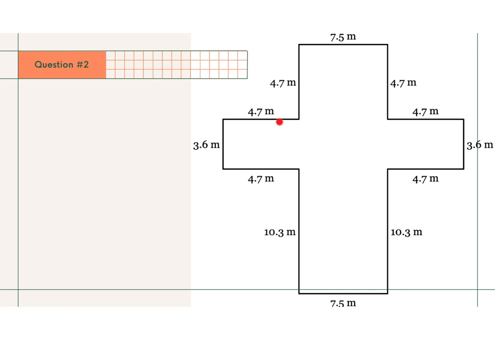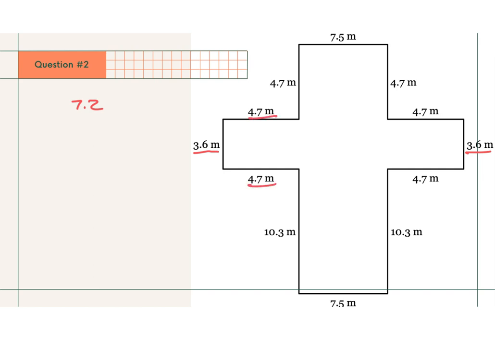Here is our second perimeter question. Remember, perimeter goes all the way around the outside of this shape. So we're going to add all of those sides together. So to do that, I'm going to combine all of my numbers that repeat. So I've got 3.6 and 3.6. I know that is 7.2.